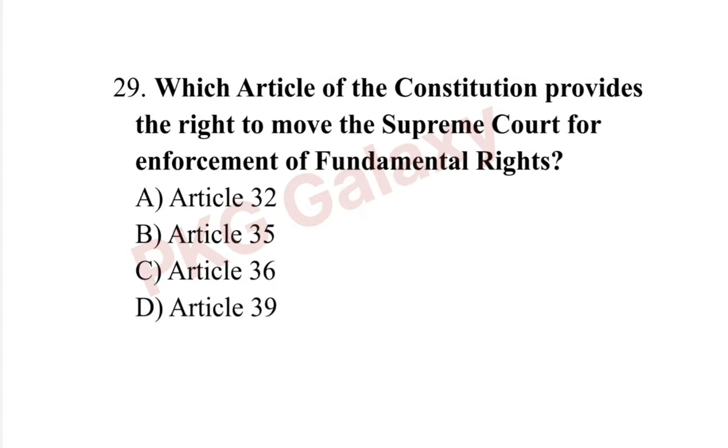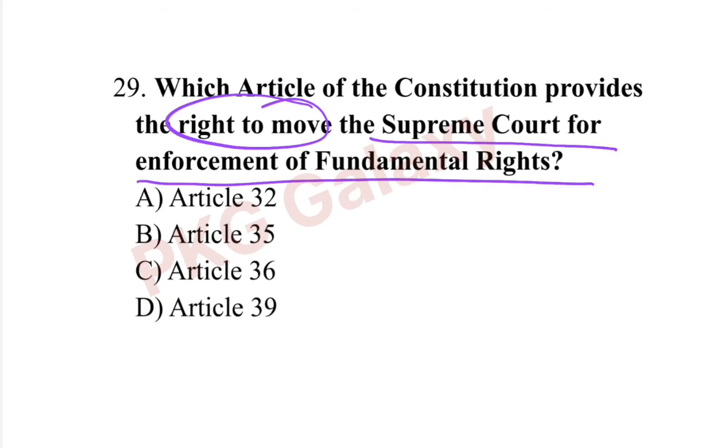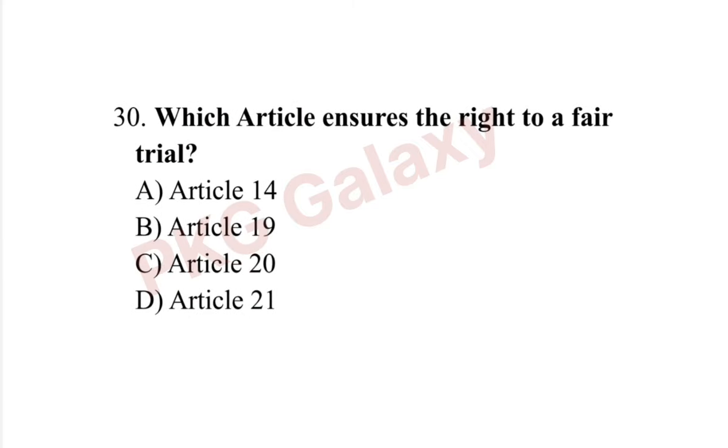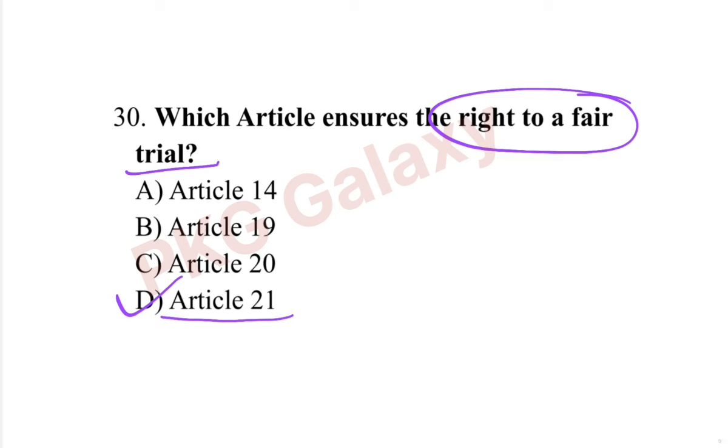Next question. Which article of the Constitution provides the right to move the Supreme Court for the enforcement of fundamental rights? The correct answer is option A, Article 32. Next question. Which article ensures the right to fair trial? The correct answer is option D, Article 21.